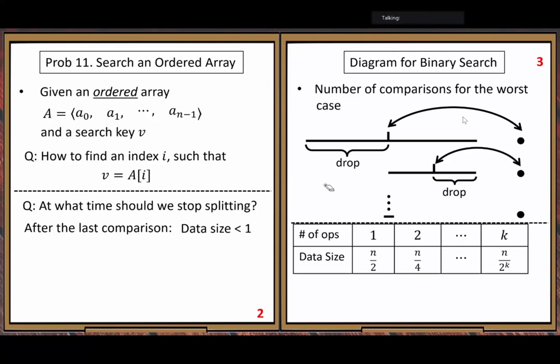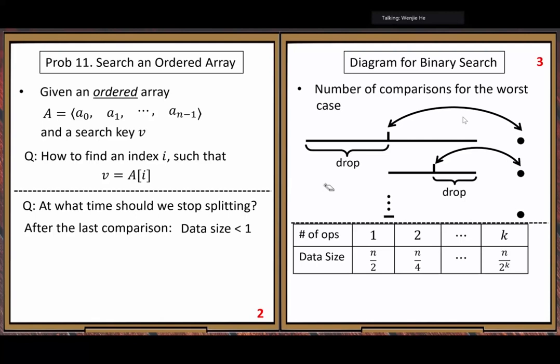Can we say if the data size after the last comparison is strictly less than 1, then we need no more split, right? Because if the data size is strictly less than 1, then that subarray can contain at most one element. Here, we use a small line segment to represent that data size. The length of that small line segment is strictly less than 1.